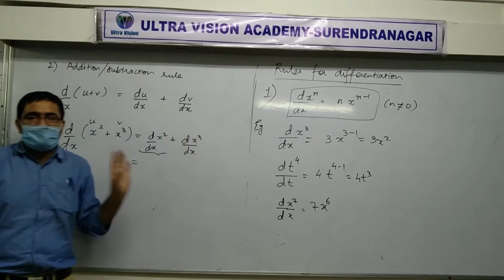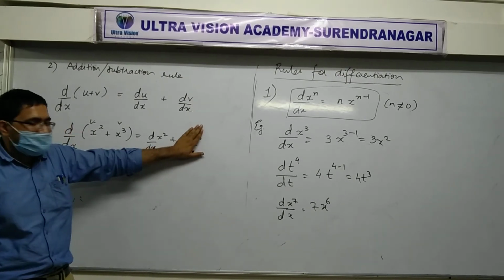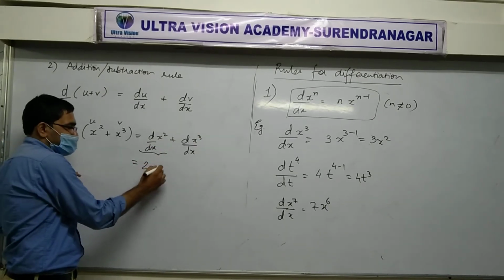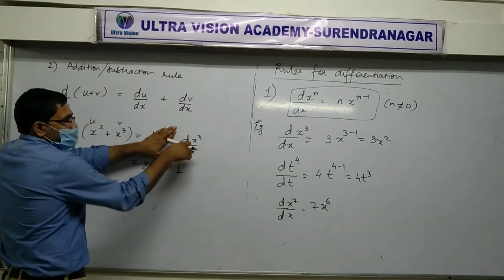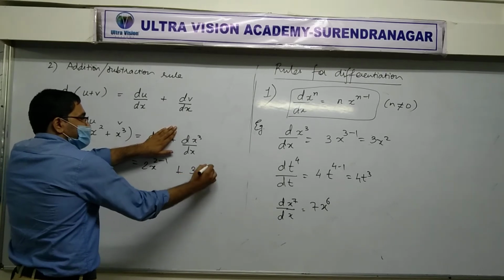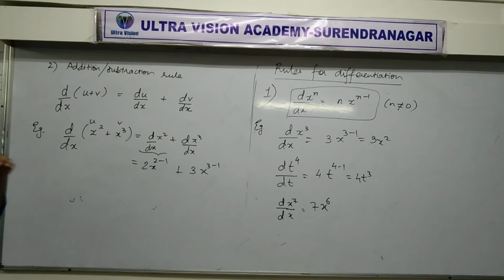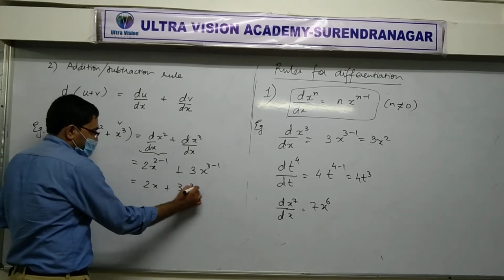Compare. What is the n's place? 2. Don't look at this, just look at the first one. 2. So 2x raised to 2 minus 1, plus. Now the second one, so now don't look at this. 3, x raised to 3 minus 1. Understood? Now if you don't want to do it by the formula, I can also tell you a very simple procedure.